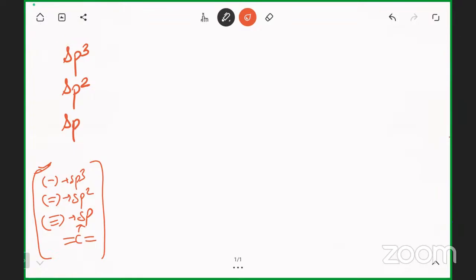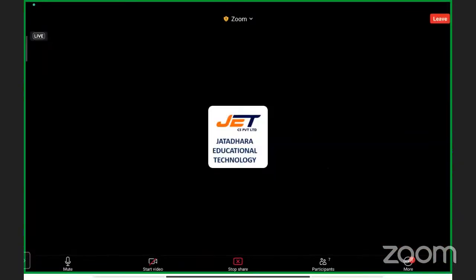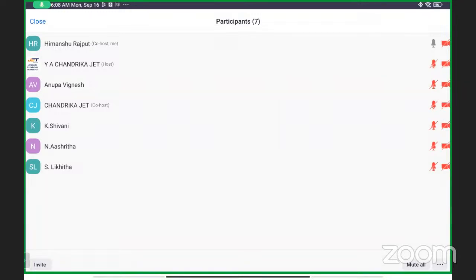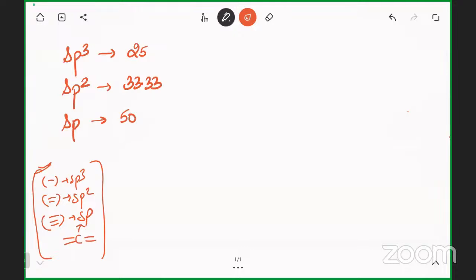If I go for the hybridization, what is the S character in sp3? 25%. sp2, 33.33%. sp, 50%. How many people are there in the meeting? Okay, so in case of this hybridization, we have to calculate the percentage of the S character. So this is the percentage of S character.